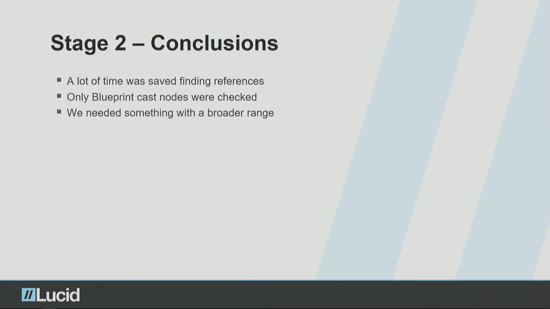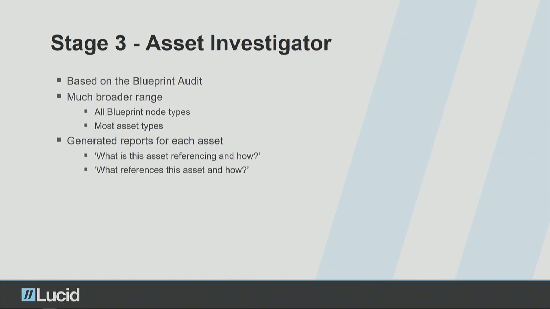So this was definitely a step forwards for us because it saved a lot of time finding references. I mean, it didn't find everything because we were only looking for casts, but it made us realize what we could do, because we're actually going into the blueprints, looking at the data through the editor API, looking at the nodes and the details of the nodes. And then we thought, well, let's take this to the next step. So really, the next step was we actually just tried to find everything.